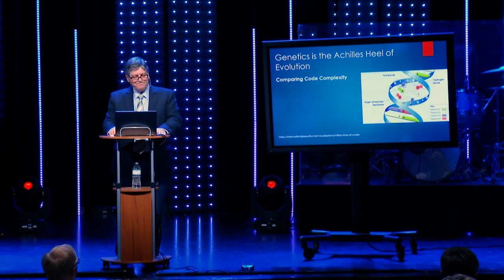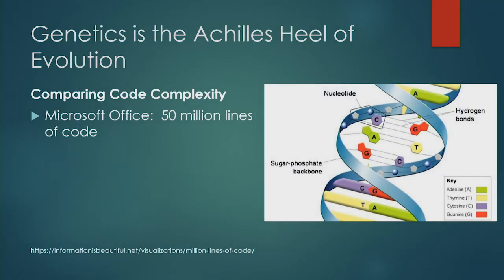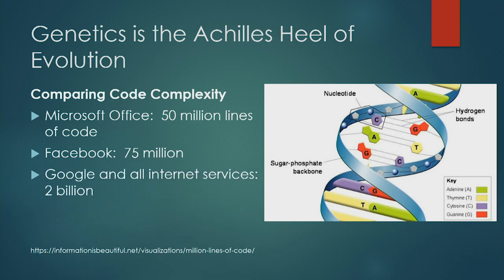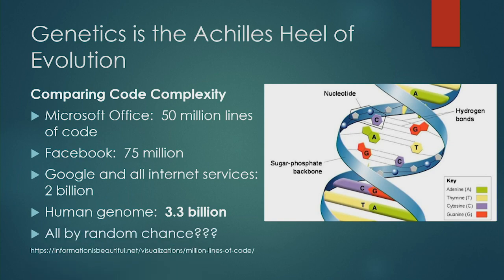Now, I want you to look at this. When you compare code complexity, Microsoft Office, which I'm using right now with PowerPoint, and of course it includes Word and Outlook and Excel and maybe some other stuff, uses about 50 million lines of code. Facebook uses about 75 million lines of code. Google and all the internet services that run on Google, about 2 billion lines of code. Your human genome, replicated in every single cell of your body, 3.3 billion lines of code, all by random chance.